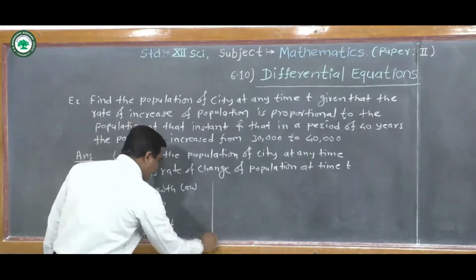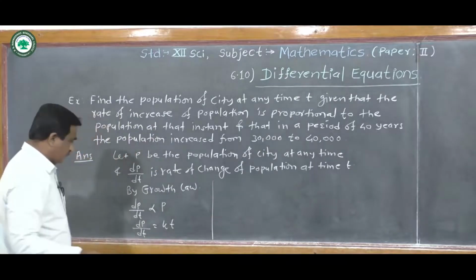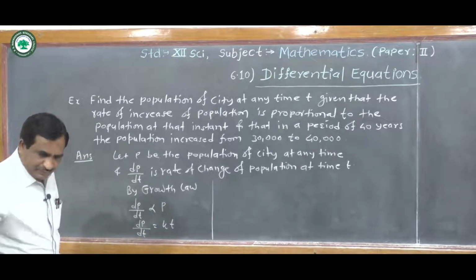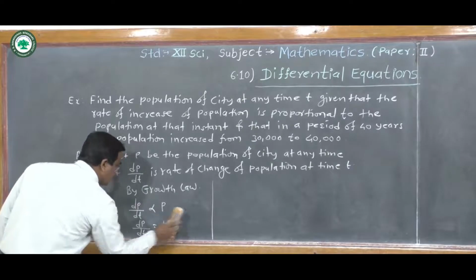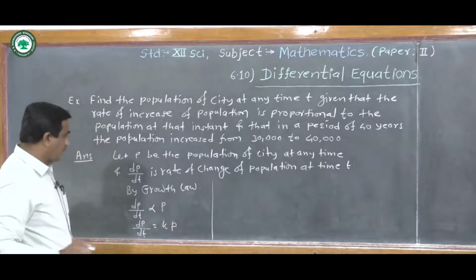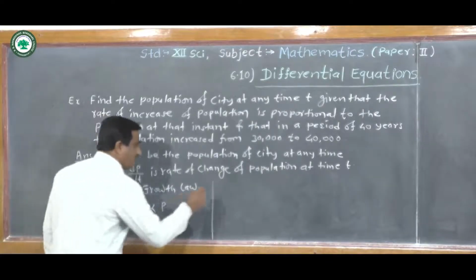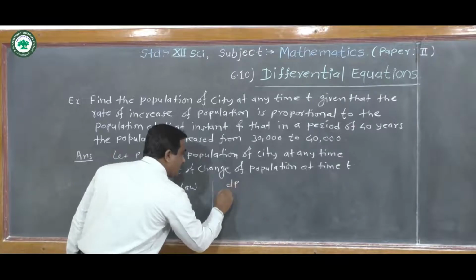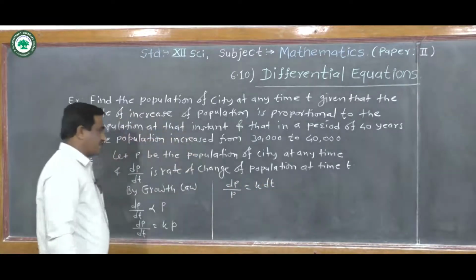Okay, that is, we can write here dP by dt is equal to k into P. This is the differential equation. We can write this in variable separable form. That is, dP upon P is equal to k into dt.